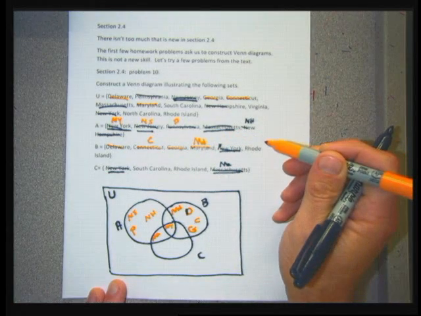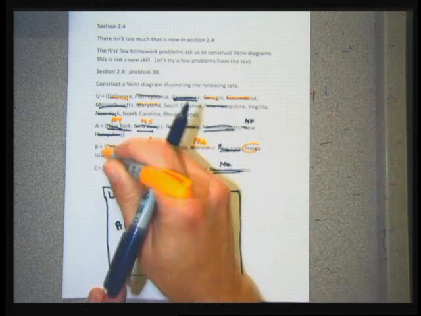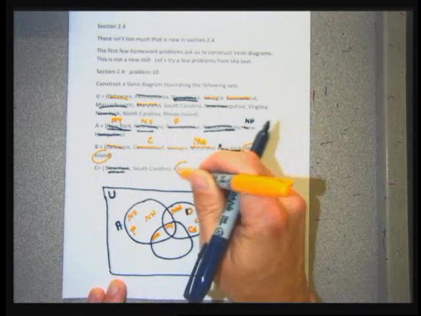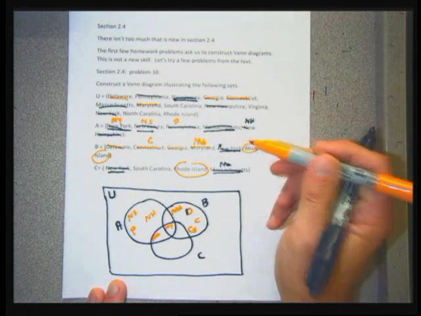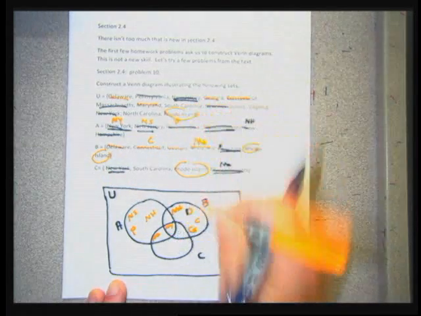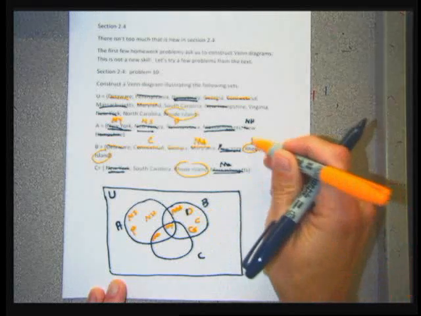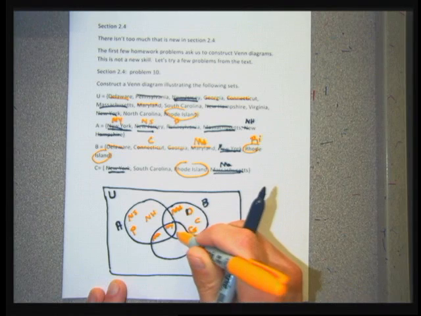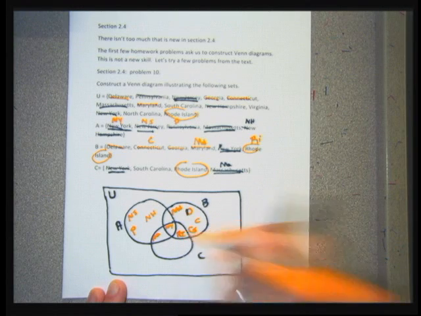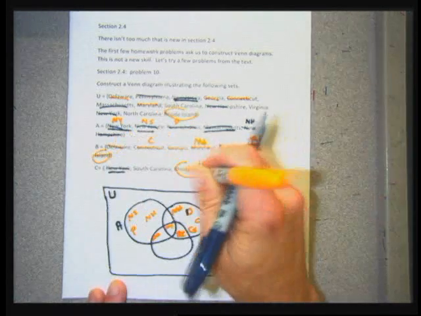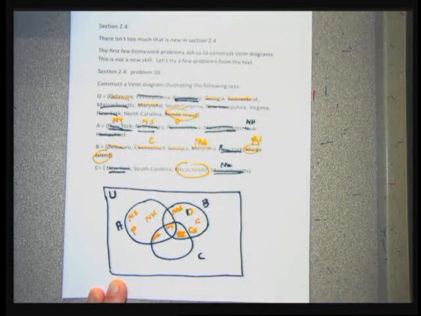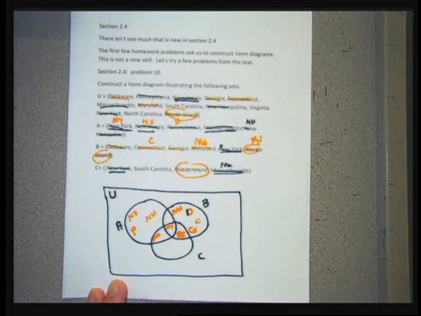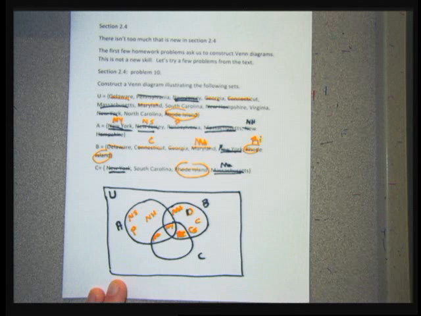And finally, I get an overlapping one. Rhode Island is in both the B and the C set as well as the U. So I need to put Rhode Island, which I'm going to write RI, in the overlapping region between the B and the C set, which is this region right here. And I'll cross it out, cross it out, cross it out. So I'm done with the B set. I move on to the C set.